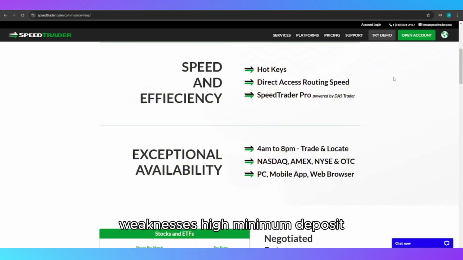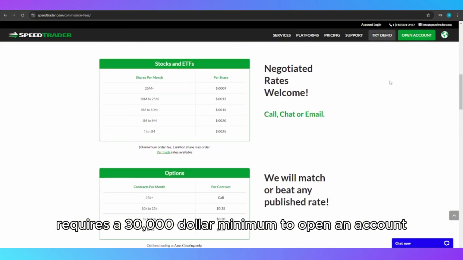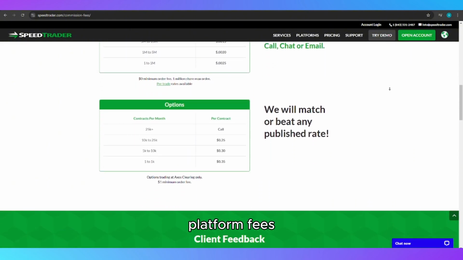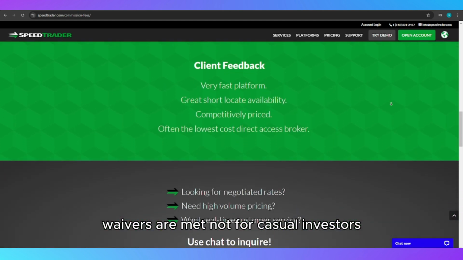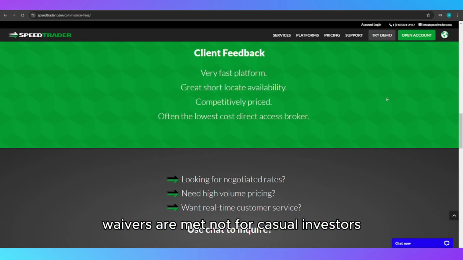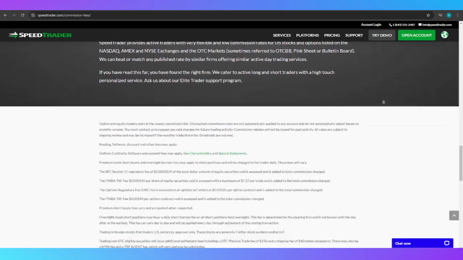Weaknesses: high minimum deposit, requires a $30,000 minimum to open an account. Platform fees: monthly fees apply unless trading volume waivers are met. Not for casual investors, lacks basic research tools and long-term investment features.